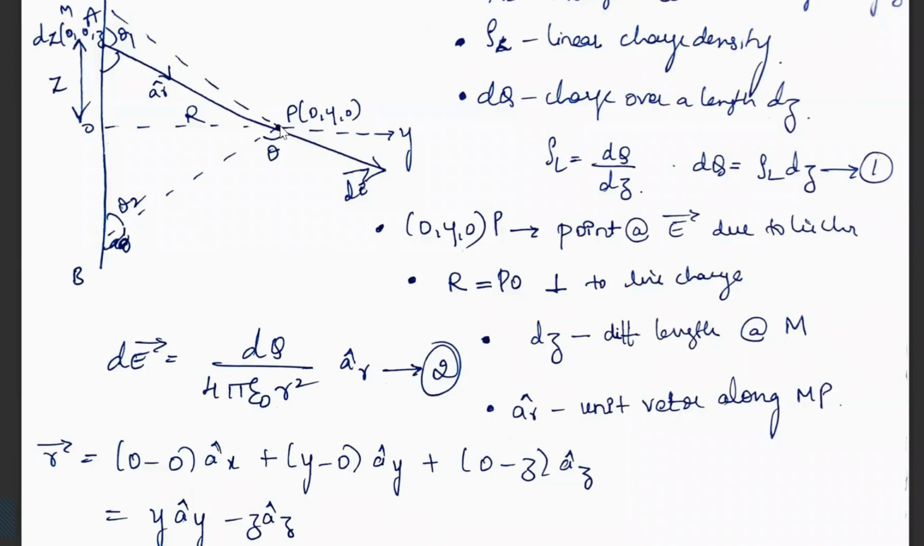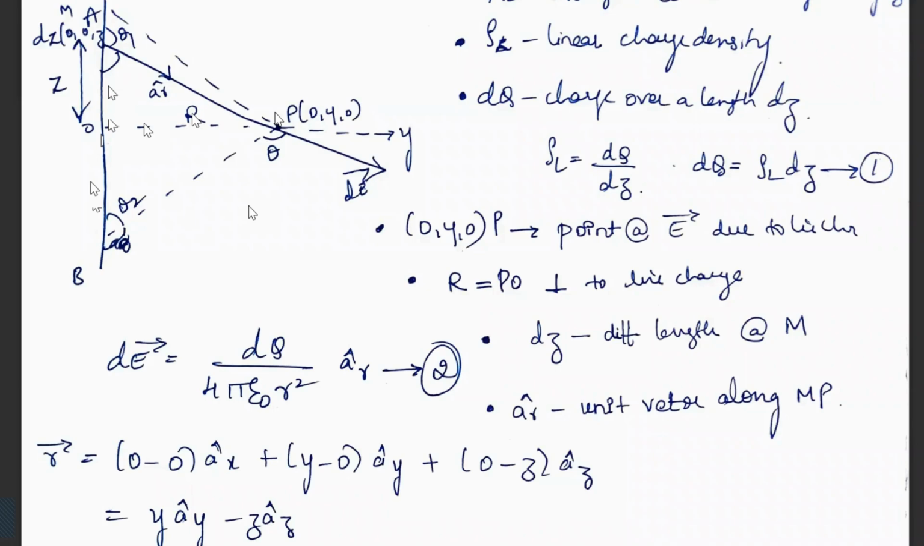So R is equal to what? This is the distance between O and P, that is R, which is the perpendicular line joining the line charge. Next comes dz. dz is the differential element at the position M. Now aR vector is a unit vector along MP.